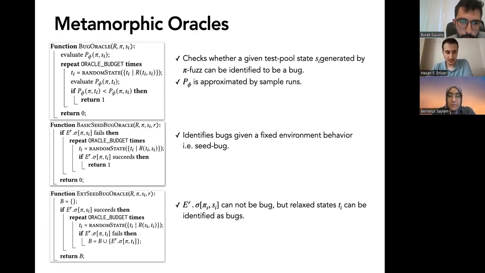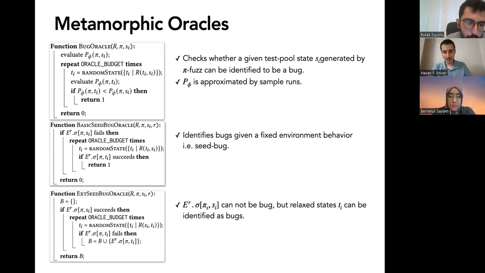For the extended version, I take the S as the base, and I generate different relaxed states. When I find a violation, I report it and add it to the set of bugs. Oh, okay, I get it now. Okay, thank you.